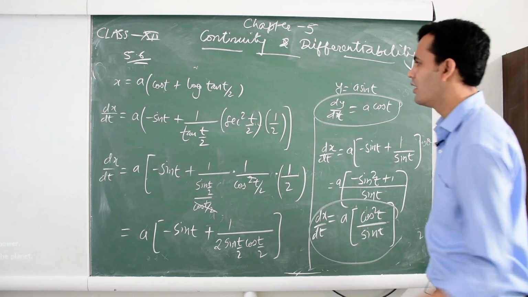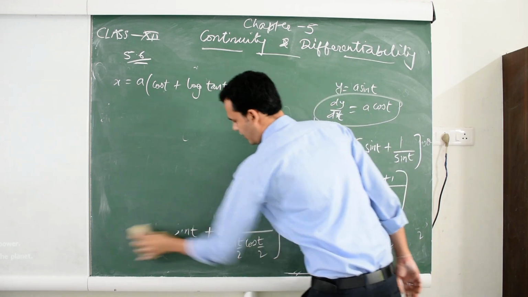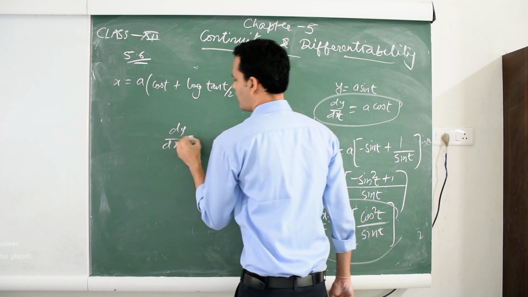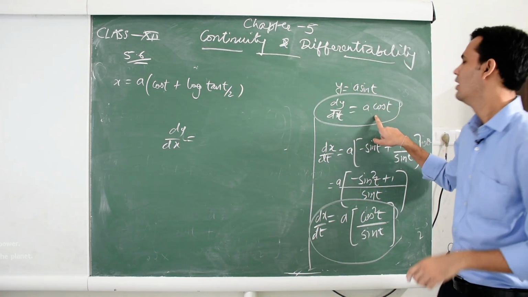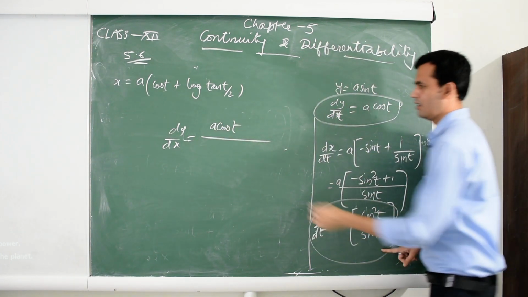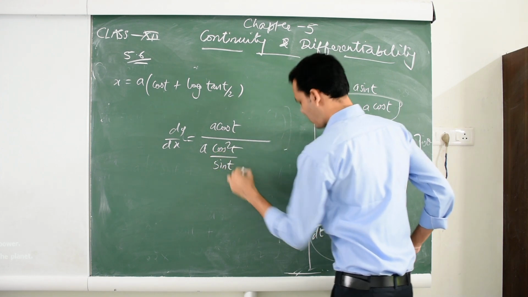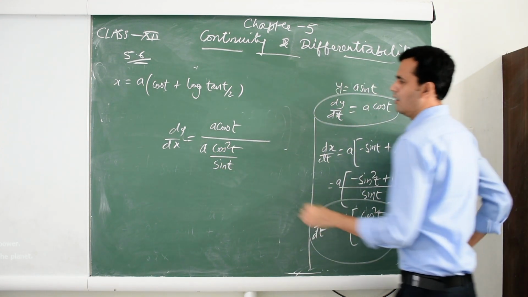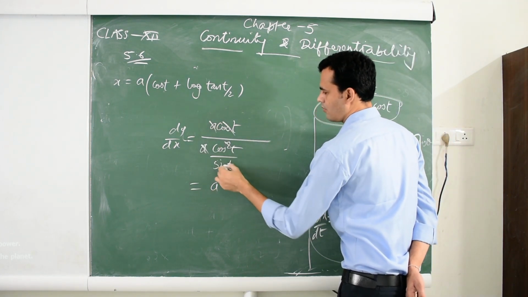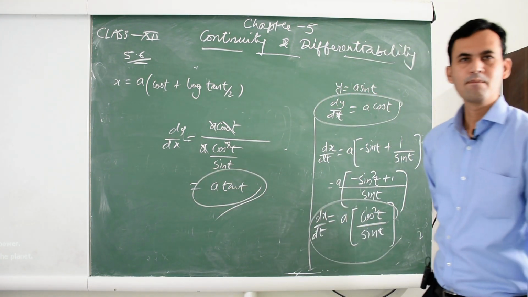Now we have to find dy by dx. So dy by dx equals dy by dt, it means a cos t, upon dx by dt, it means a cos square t upon sin t. Okay. So cos cancels by cos, a cancels by a, so we get tan t. This is the answer. Okay.